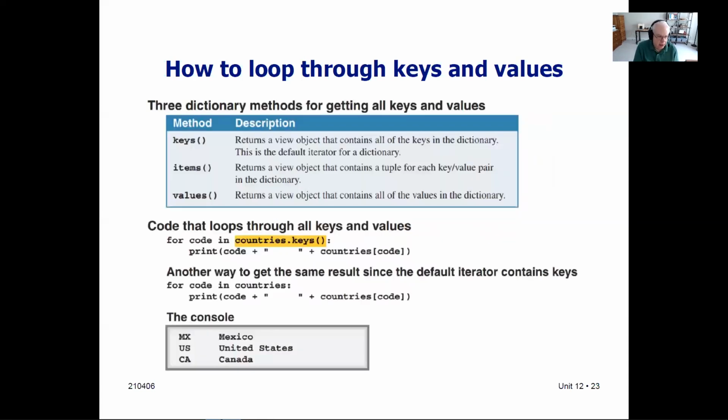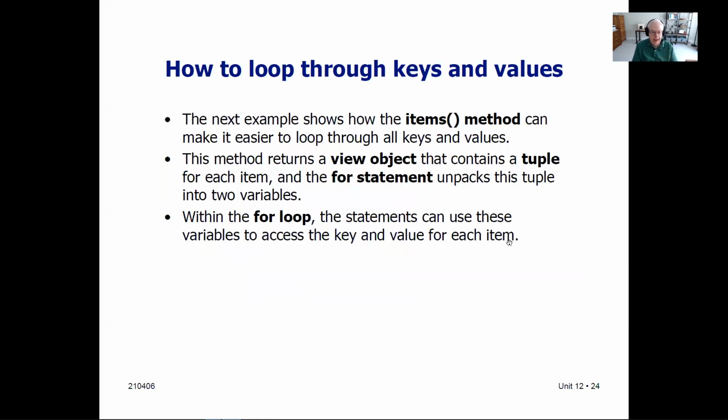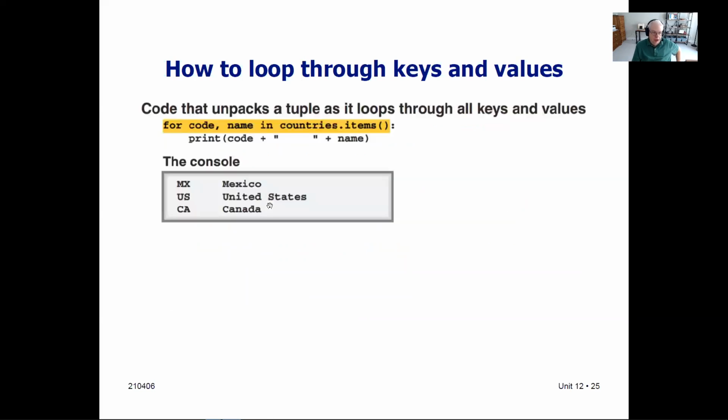Maybe I didn't make that clear a minute ago. As a matter of fact, I want to go back and look. Actually, maybe I didn't even read this. I meant to, but the items method returns a view object that contains a tuple for each key value pair in the dictionary. And that's important, for each key value pair, okay? But just remember, tuples are basically static. So we would want to unpack them. We would want to go through the tuples and change them into variables so we could do something with them. So we'll see an example of what we're talking about here. And it's really very simple.